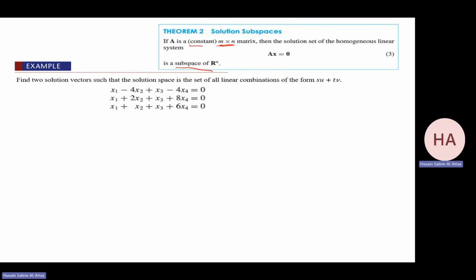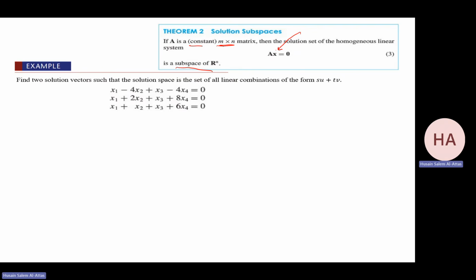Now the theorem is saying that if I want to solve such a system, Ax equals 0, where x is just a vector in Rn, it will give me infinitely many solutions. If I collect all of these x vectors and put them in a set, then that set is a subspace.